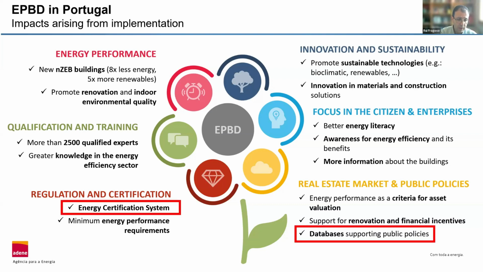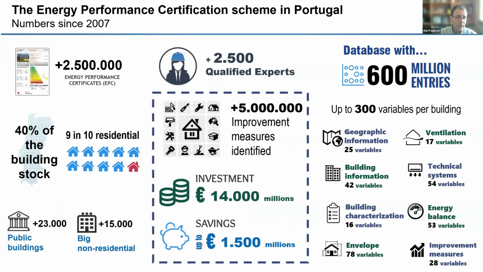I would like to give you a quick glimpse of what we are doing with EPCs and the databases. So ADENE has been managing the scheme since 2007. We have now over 2.5 million EPCs issued. I would say 3 million if we even consider the ones that have already expired. 40% of the building stock, a lot of public buildings and big non-residential are also certified, and a lot of improvement measures are already identified. This gives us an idea of the investment and savings we can get from these.